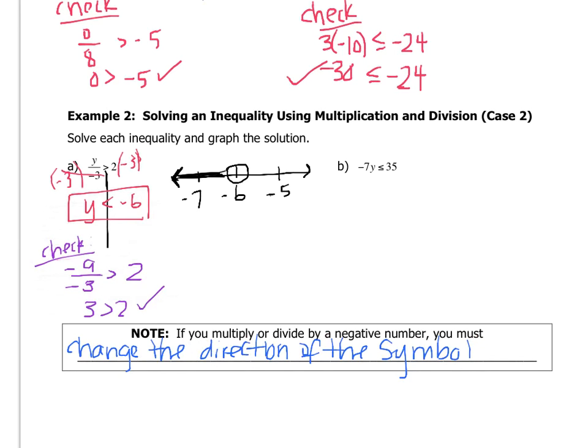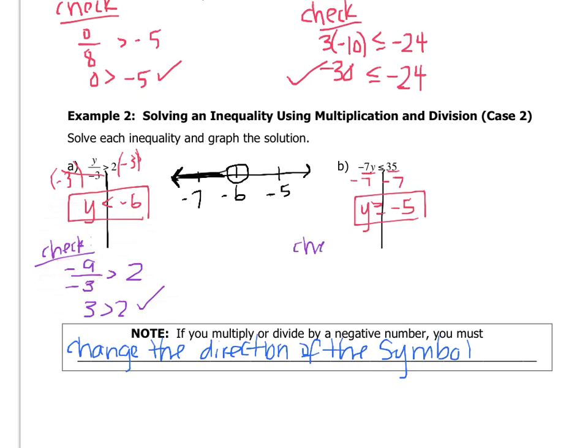All right, if you want to try letter B on your own, feel free to do so. Let's drop a line and do an inverse. The inverse here is going to be divide by negative 7. And now be careful because you're dividing by a negative number. And when you multiply or divide by a negative number, I'm going to change the direction of the symbol. So y is now greater than or equal to negative 5.